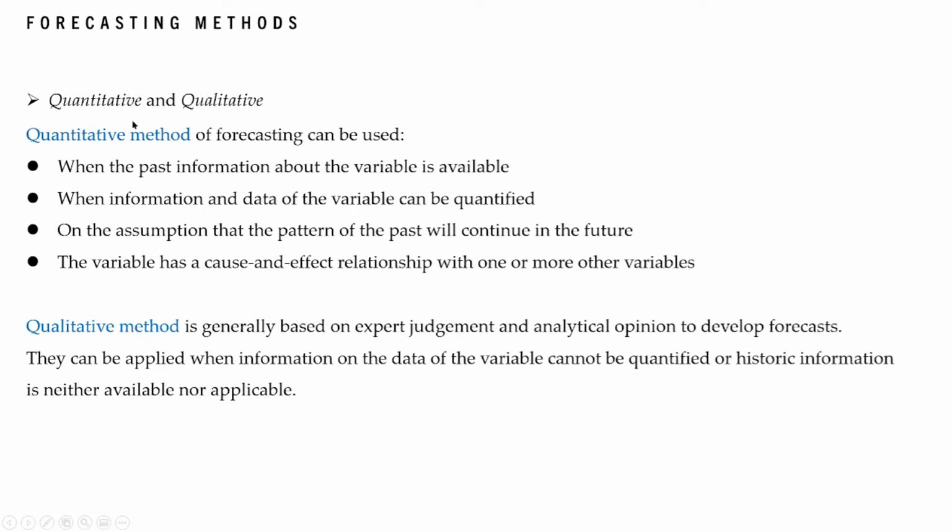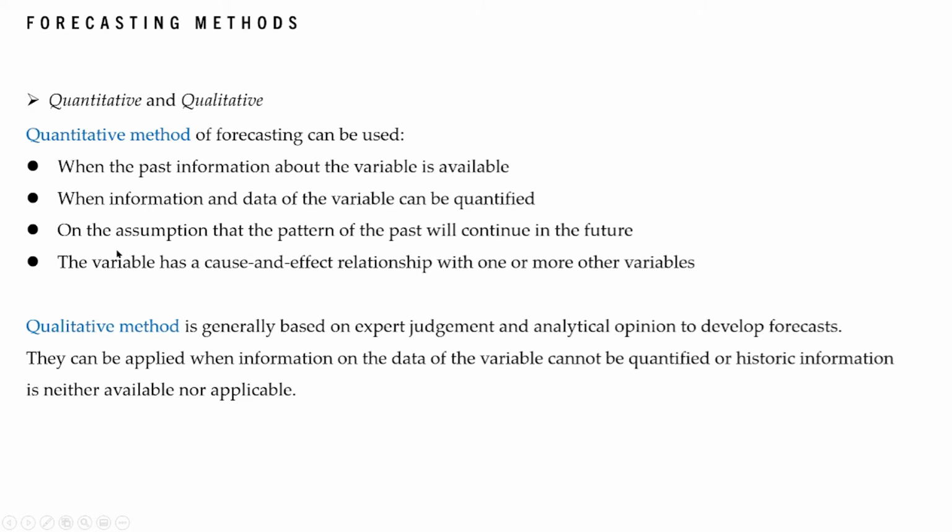Next we have forecasting methods. It is classified into qualitative and quantitative methods. In quantitative method, we can use this method of forecasting only when the past information about the variable is available. Now say for example temperature, we can forecast temperature using this quantitative method of forecasting because we have past information about temperature. Again, when the information and data of the variable can be quantified. So we should be able to quantify the data of the variable.